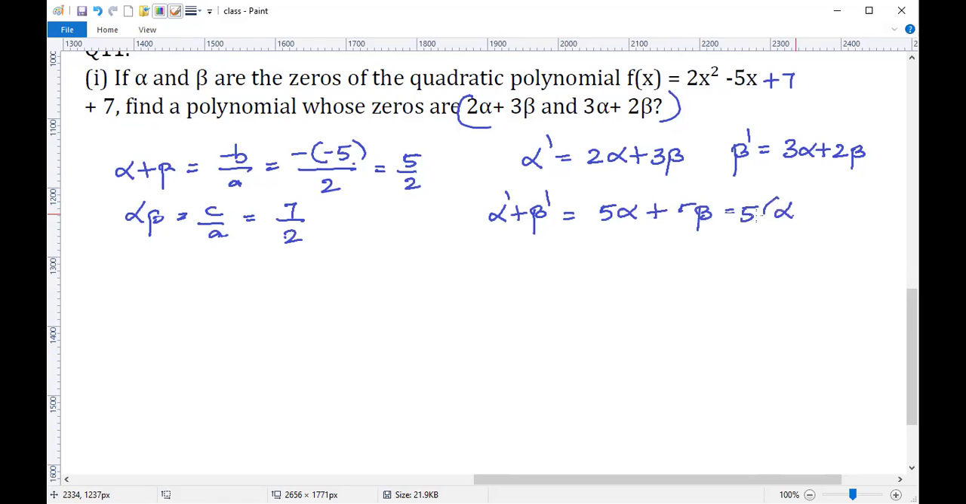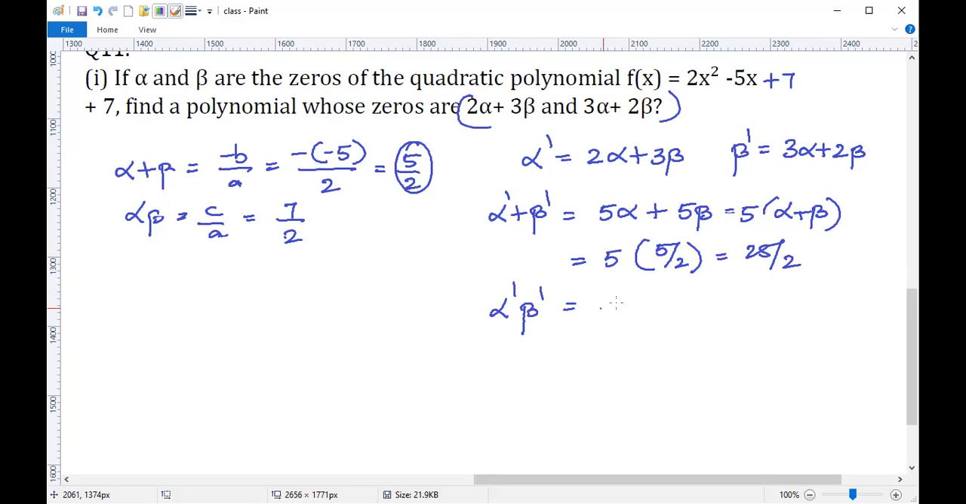எனக்கு already alpha plus beta என்னன்னு தெரியும். What is it? 5 by 2. Alpha plus beta. So இங்க 5 by 2 substitute பண்ணீங்கன்னா you will get it as 25 by 2. இது alpha dash plus beta dash. அடுத்தது alpha dash into beta dash கண்டுபிடிக்கிறோம். What is that? You have to multiply these two things together.